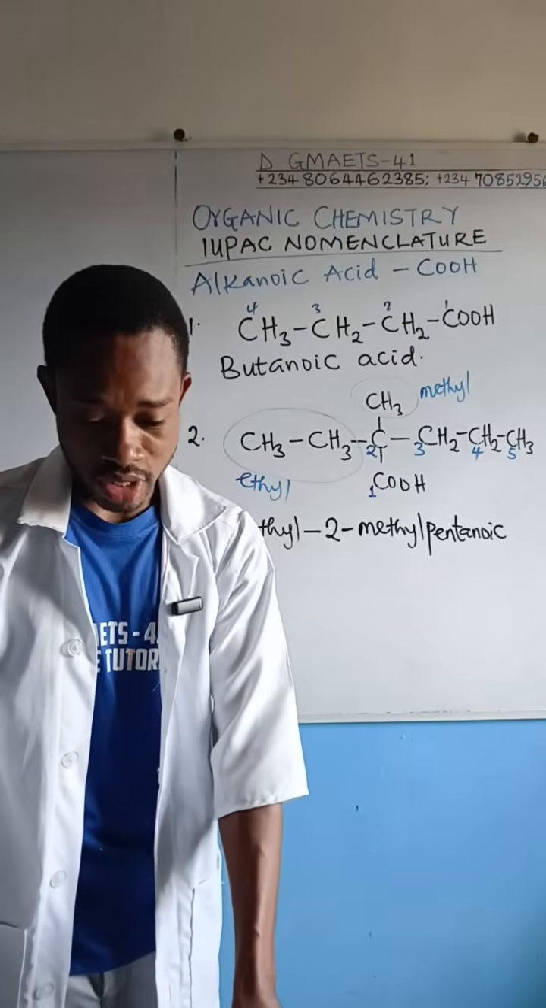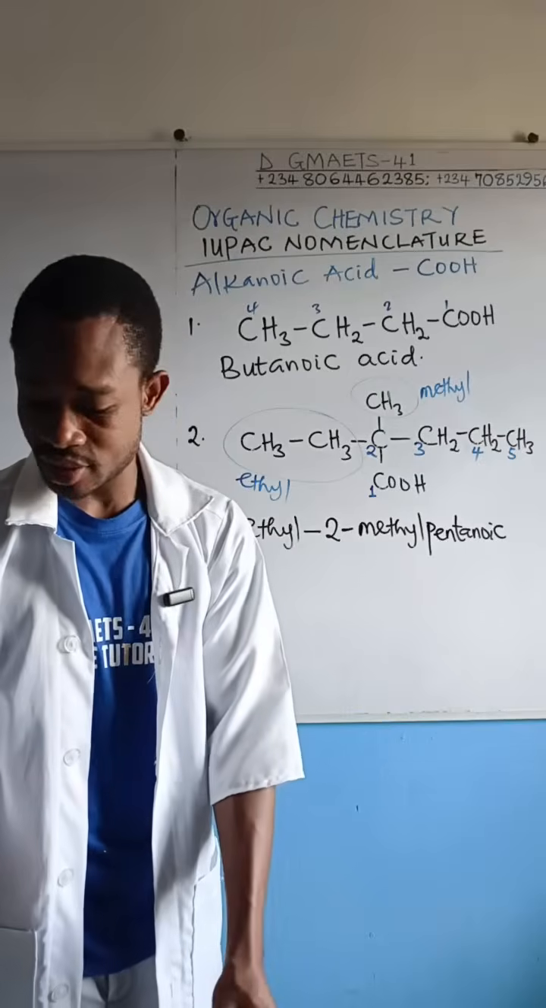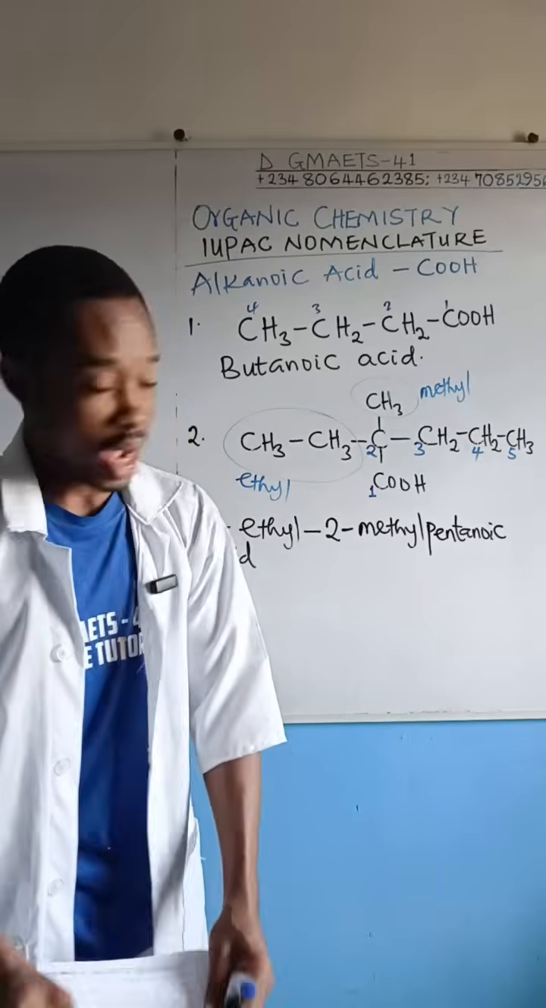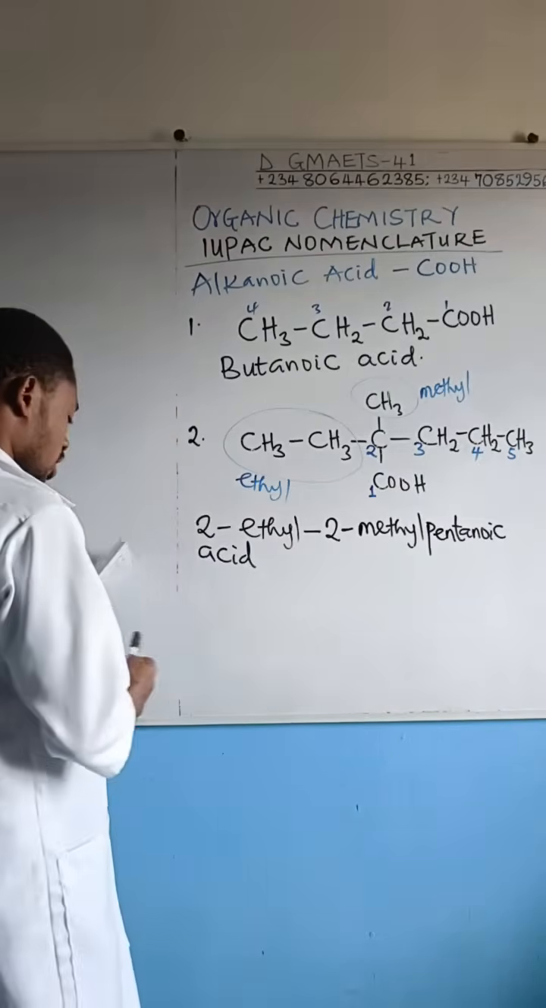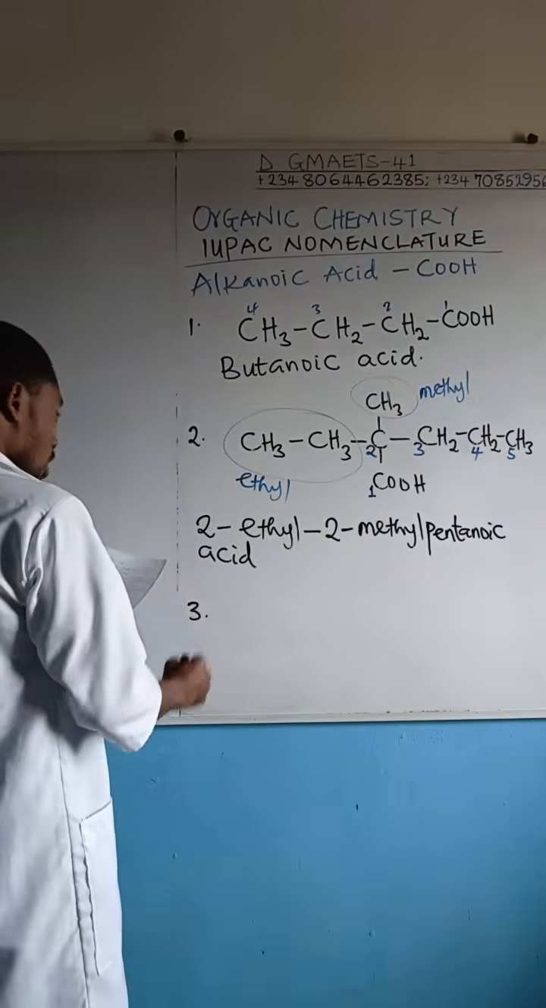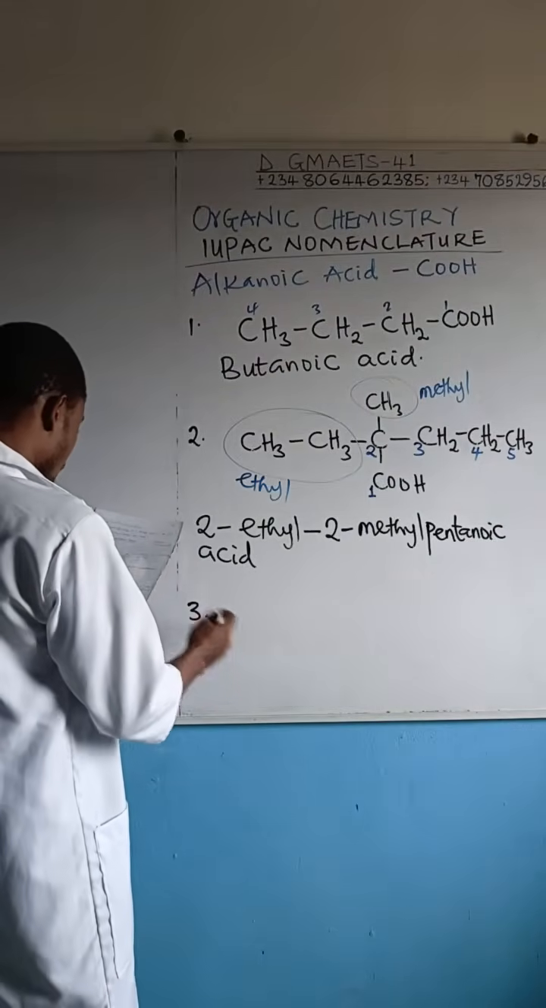Now let us move on to the next structure. Let's look at this third structure I have here under alkanoic acid. I'm going to write that here, number 3. We've got this guy.